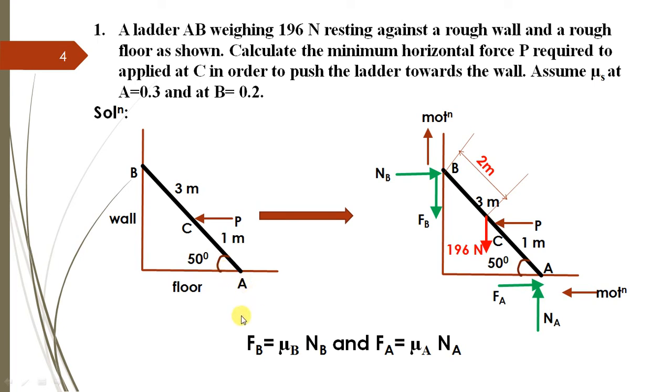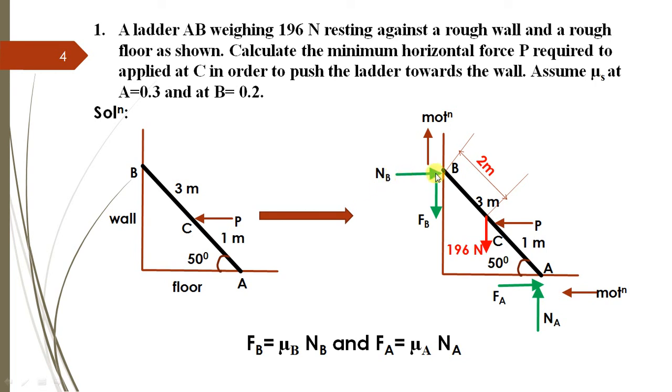Now the coefficient of friction at points A and B is given. A is 0.3, B is 0.2, and P is the force we have to apply in such a way that this ladder is moved towards the left. As point A moves towards the wall, point B is moving up. So we have to draw the free body diagram.